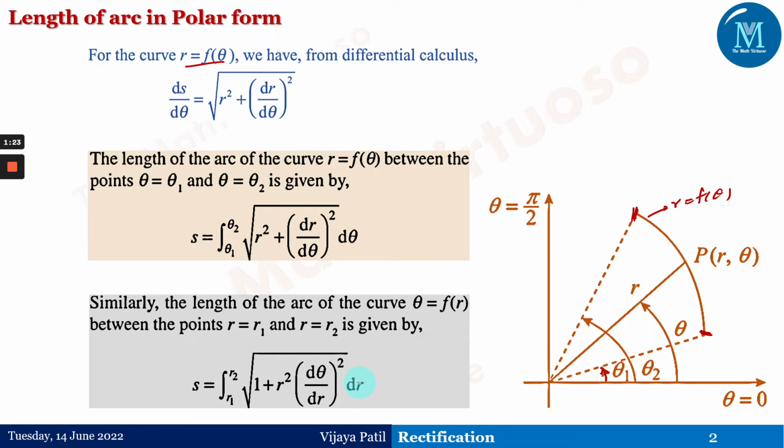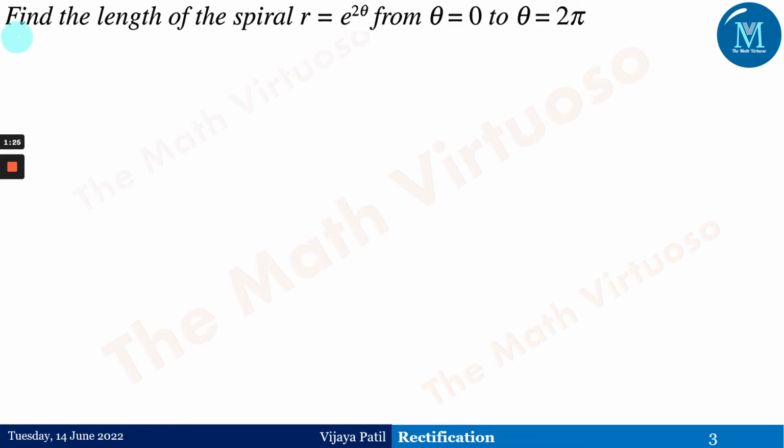Now let us take an example and understand. Find the length of the spiral r equals e to the power 2 theta from theta equals 0 to theta equals 2 pi. This is the equation of a spiral, r equals e to the power 2 theta. So differentiating r with respect to theta, we get 2 into e to the power 2 theta.